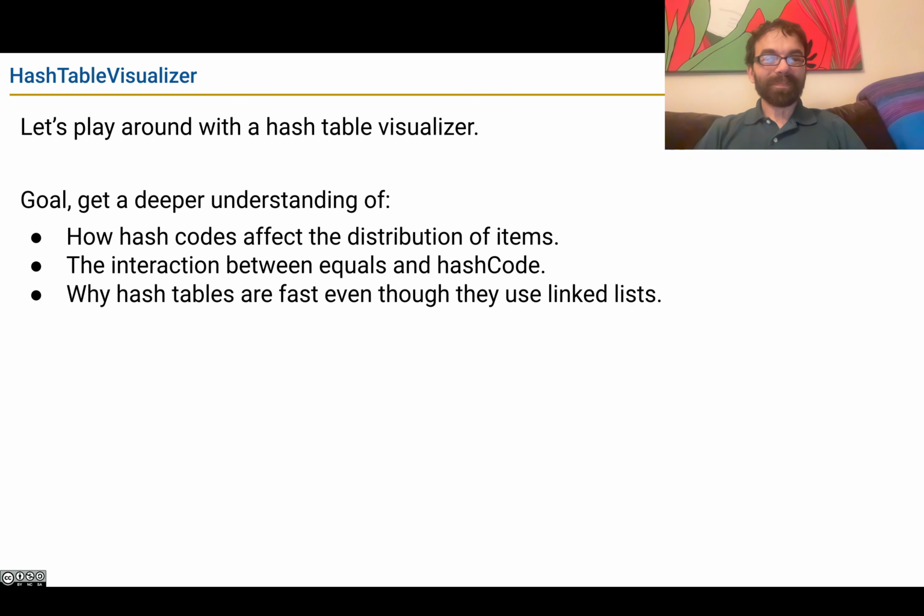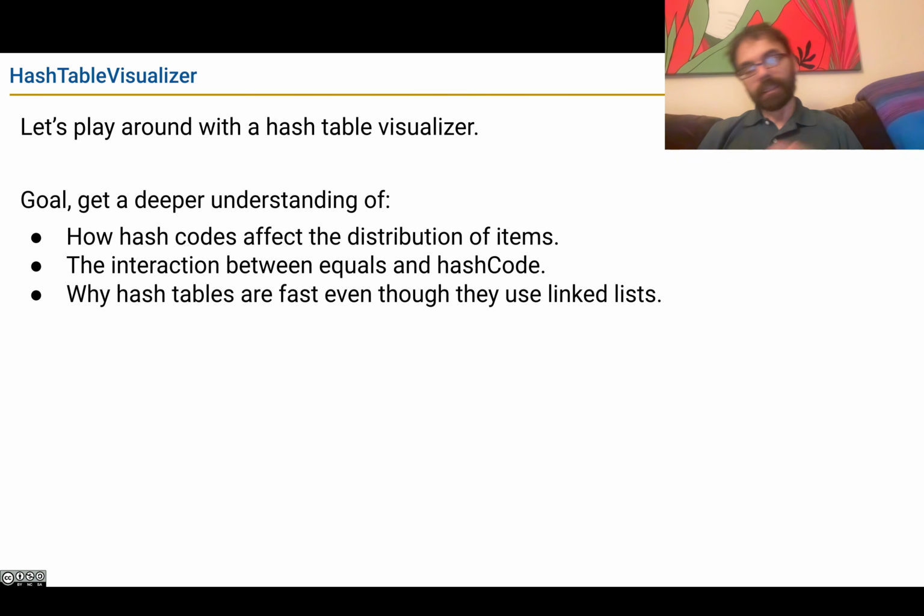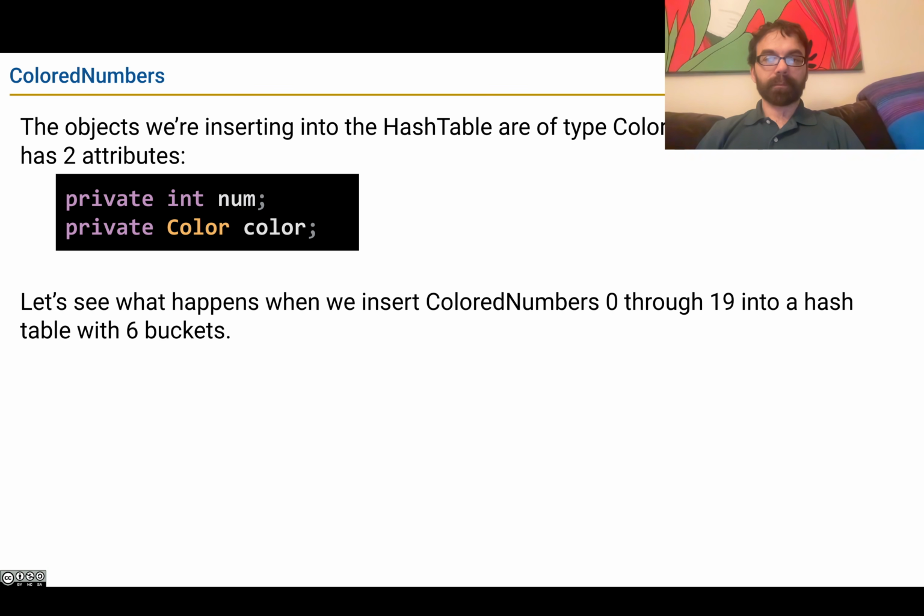So what we're going to do in the first part of this lecture, actually throughout all of it, is we're going to use the hash table visualizer that I built. And it's going to show us a few things. 1, how do hash codes affect how items are distributed? 2, how are equals and hash code methods interrelated? And 3, we'll get a sense deeply of why hash tables are fast, even though they use linked lists, and we'll eventually dig into exactly how Java's hash set is implemented.